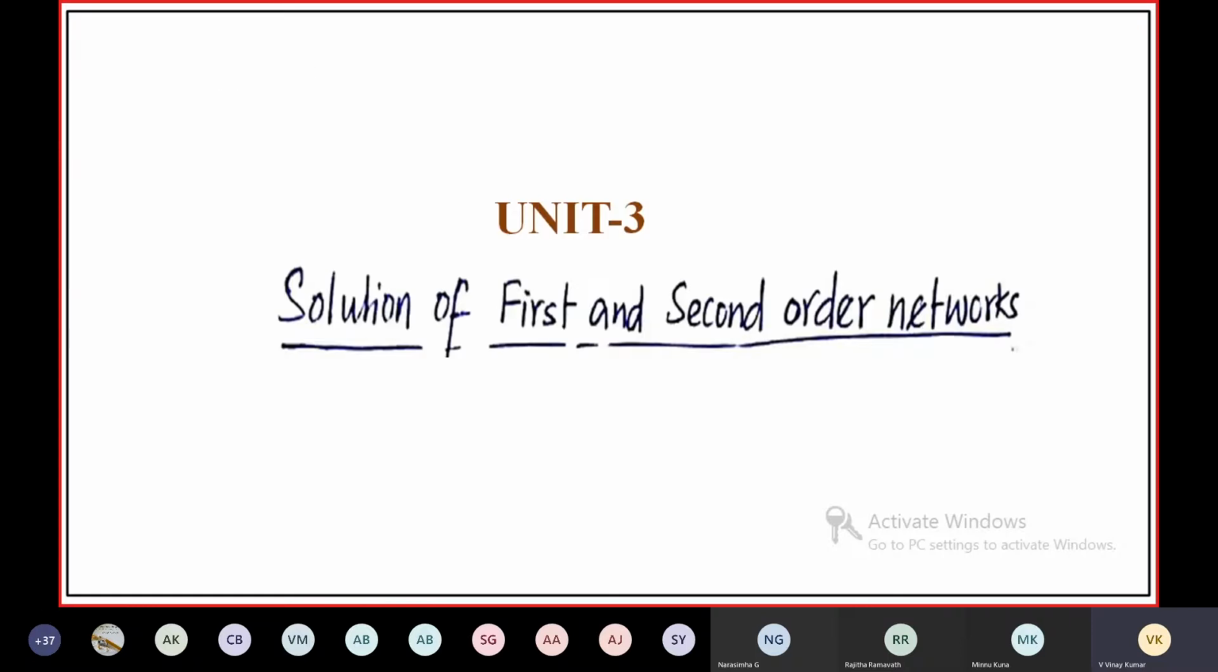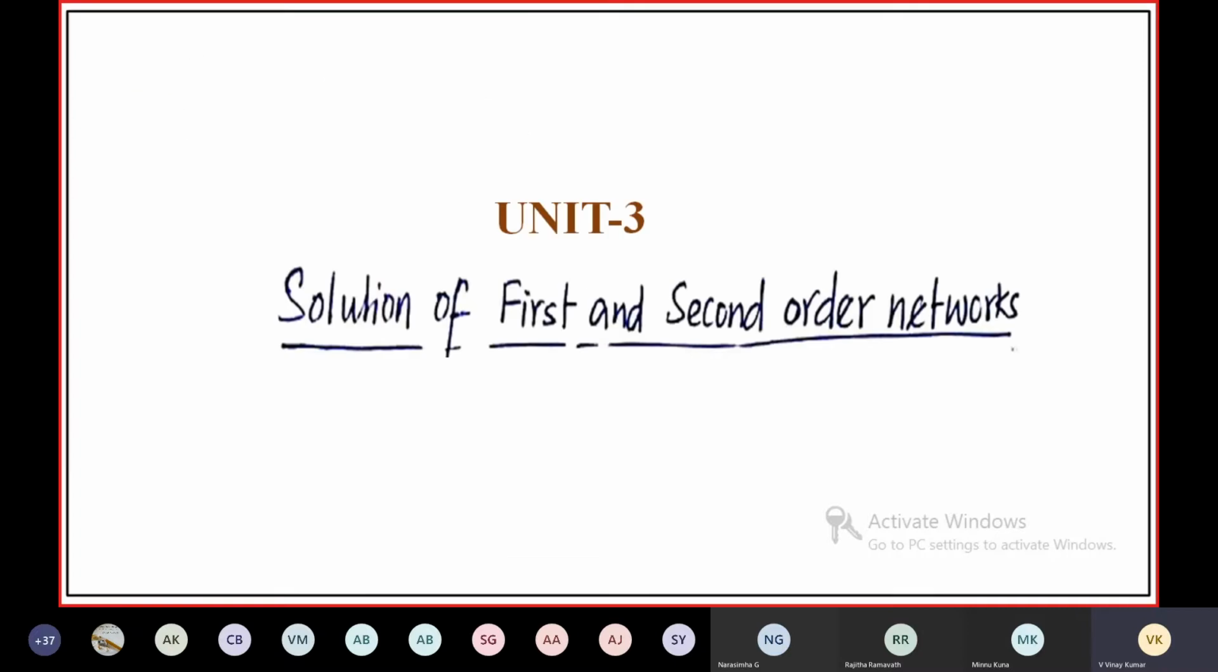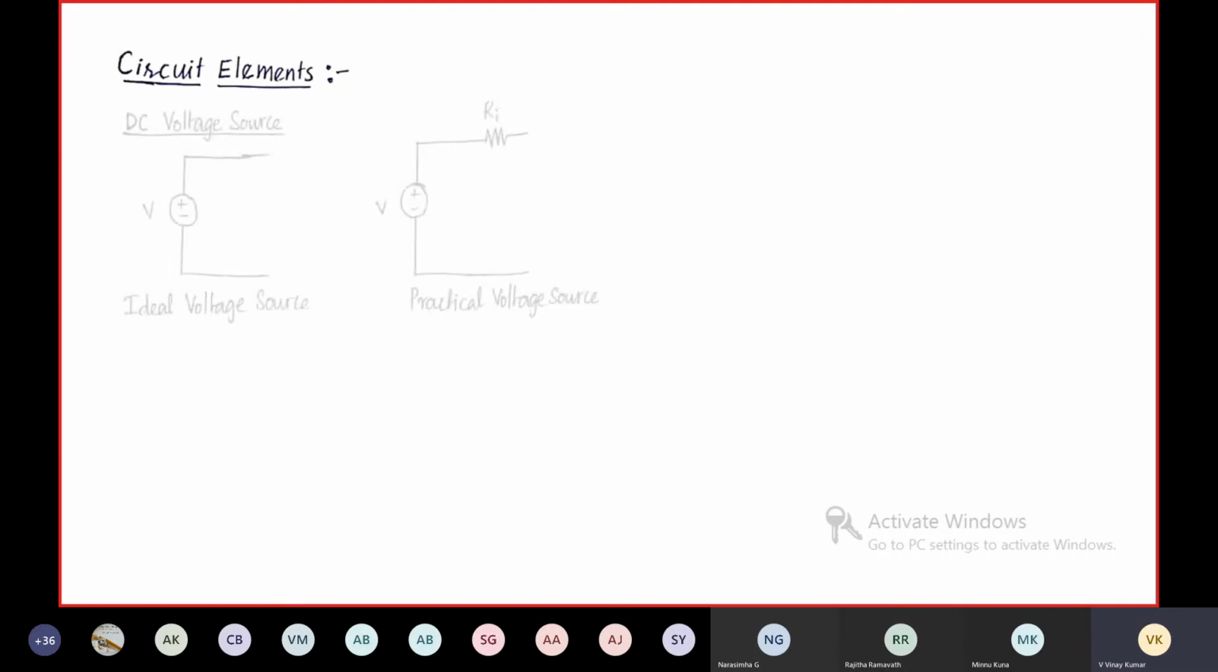In the last class, we discussed the step response of an RL circuit. Let me revise the things we discussed. First, we discussed circuit elements, the voltage source. This is the ideal voltage source, whereas this is the practical voltage source.